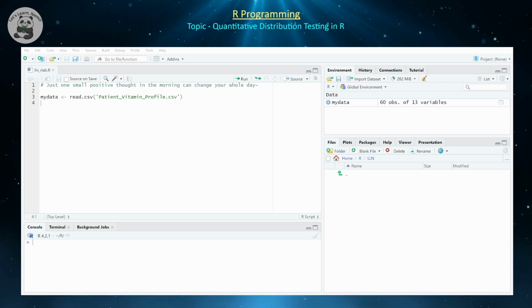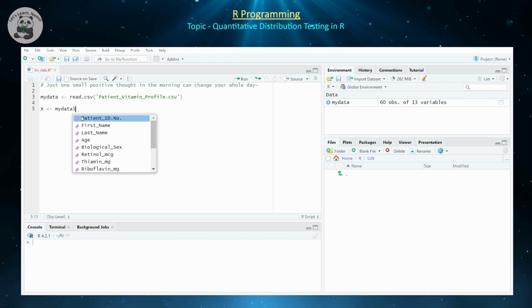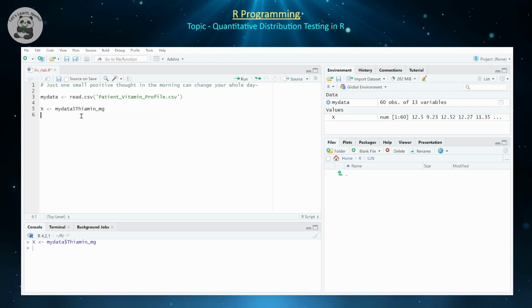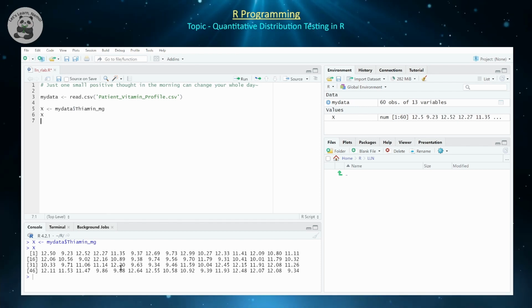So what I have here in this data set is a bunch of different vitamin profiles for 60 individuals, and what I want to do is extract one of these variables to test whether it comes from potentially a normal distribution or not. In particular, the vector that I'm going to be looking at is the thiamine levels for this set of 60 individuals, and our values are ranging anywhere from say 9 up to 13 or something like that.